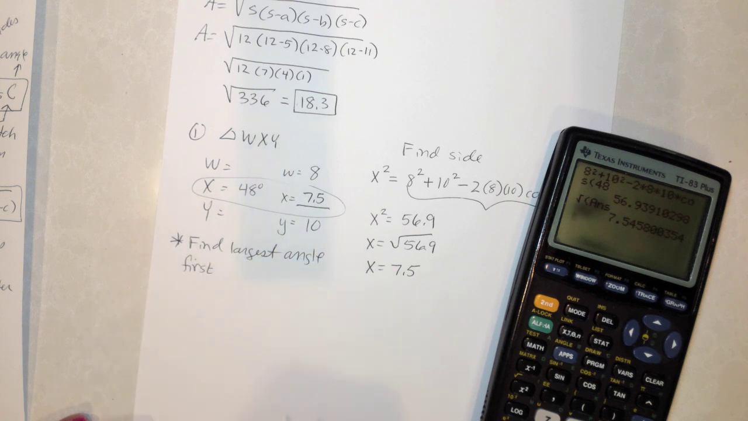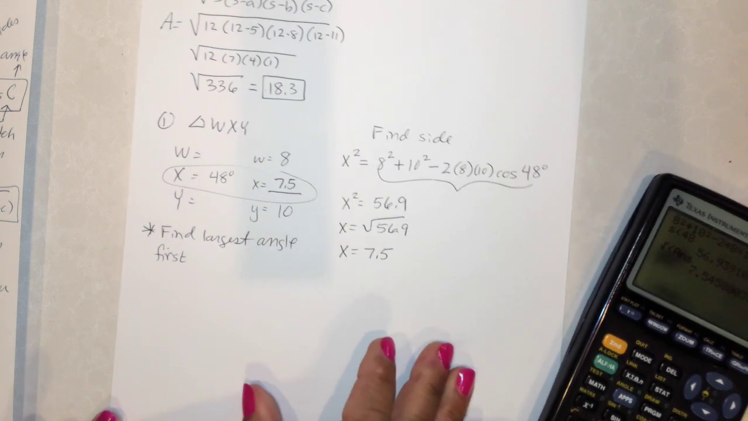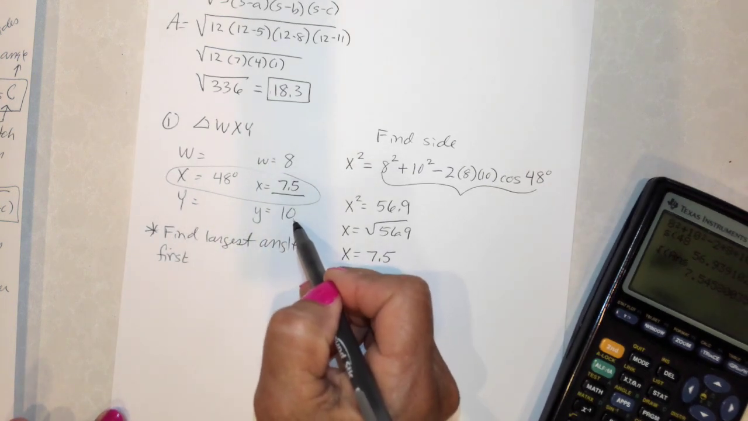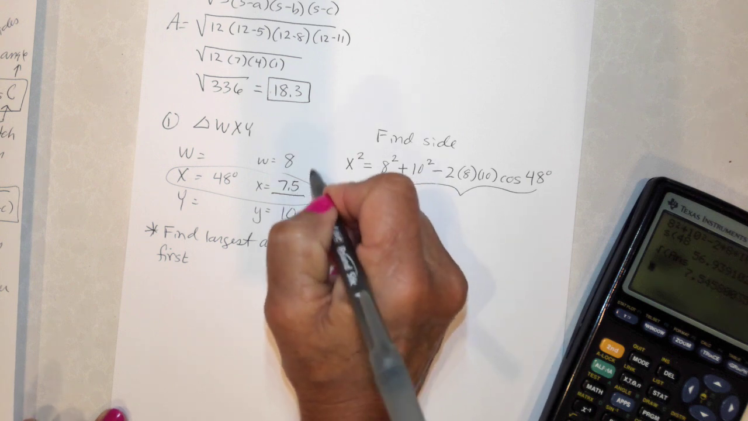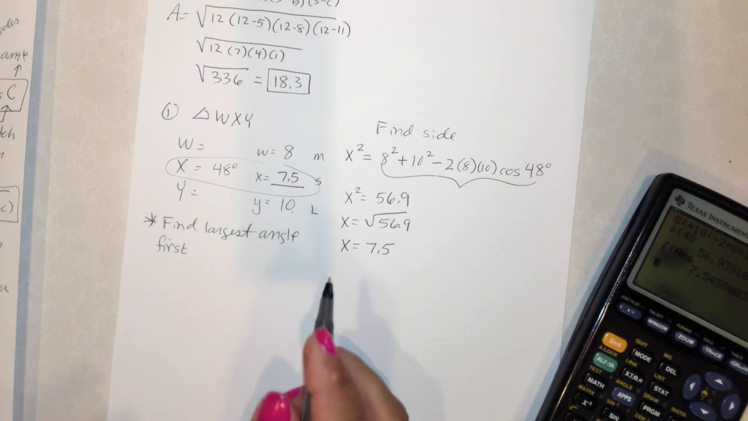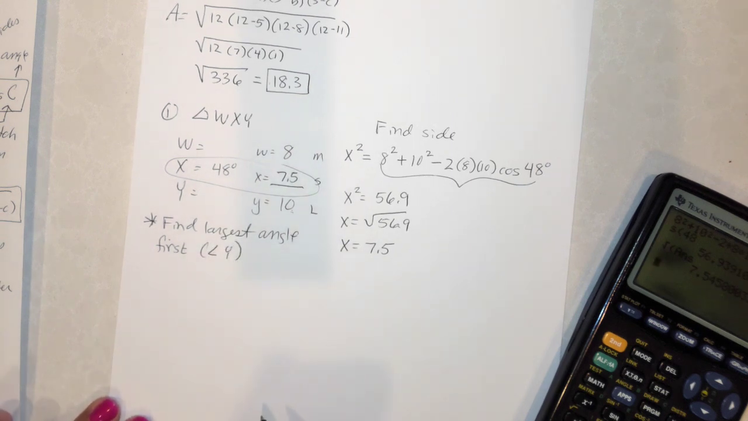So if you have a choice, and like we do right now, we could find W or Y. We're going to pick the largest one. And the way I know that Y is going to be larger is that this number is bigger. I can see that this is my short, medium, and long side. So Y is going to be my largest angle. So in this case, I'm going to look for angle Y.